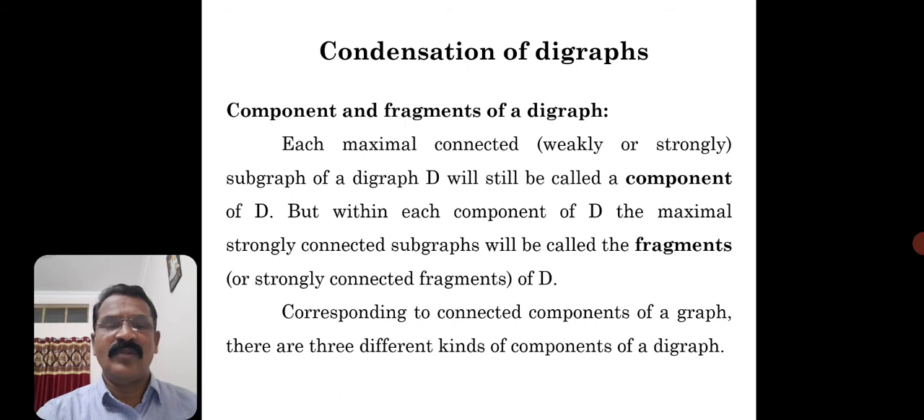Okay, so just don't get confused. First, we are considering maximal connected subgraphs. Within each component of D, the maximal strongly connected subgraphs will be the fragments. So these are the two ideas: one is a component and another one is a fragment of a digraph. Now, corresponding to connected components of a graph, there are three different kinds of components of a digraph. Don't get confused. What are those? We will see.